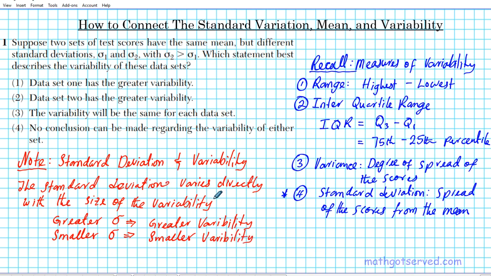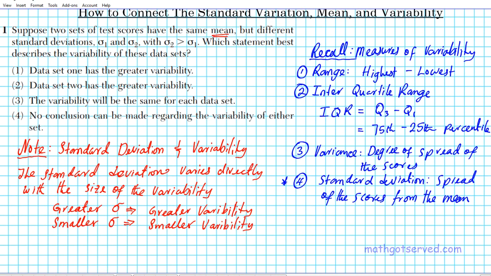In this particular case, we know that the standard deviation of data set 2 is greater than the standard deviation of data set 1. So what does that automatically tell us concerning how their variabilities compare with each other? Since the mean of both of them is exactly the same, and the standard deviation of dataset 2 is greater than that of dataset 1, it automatically implies that dataset 2 will have a greater variability compared to dataset 1. Let's go ahead and write it down.